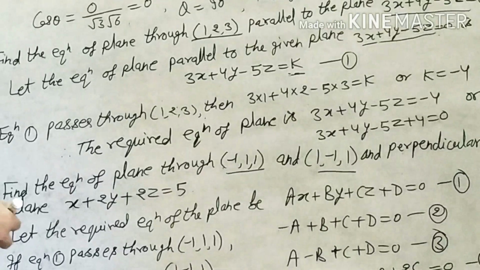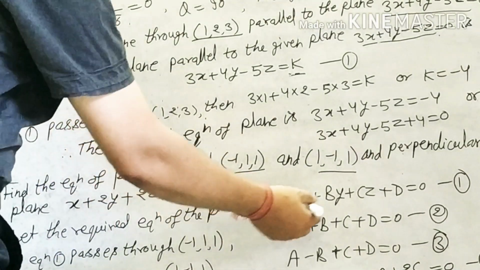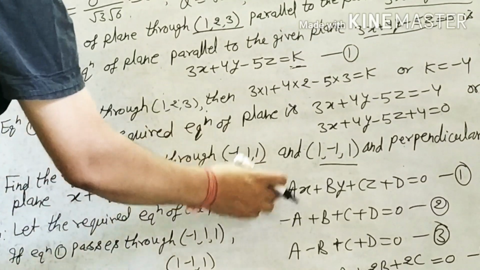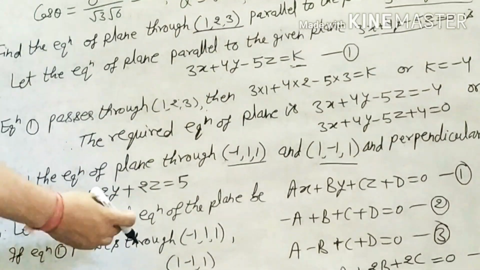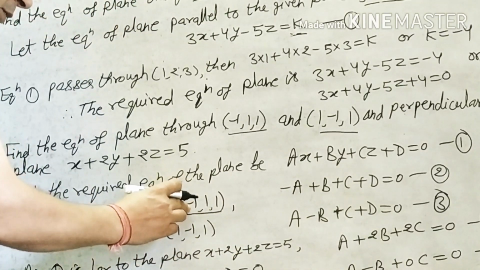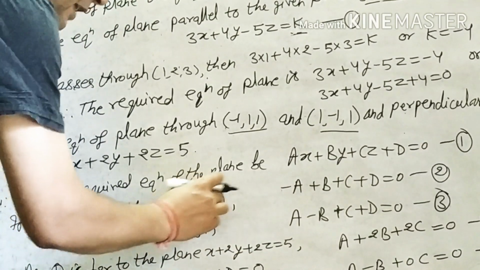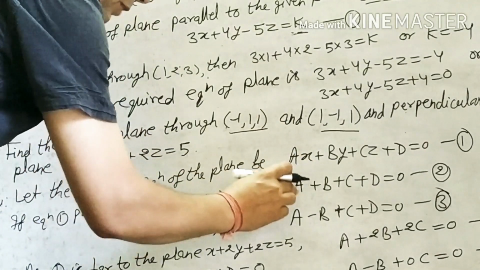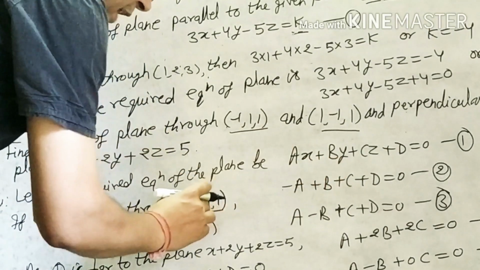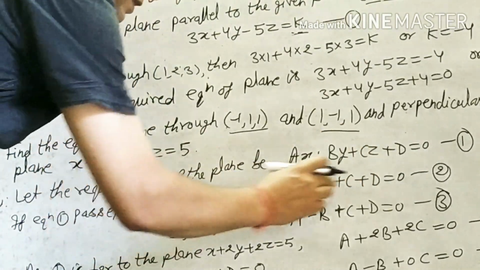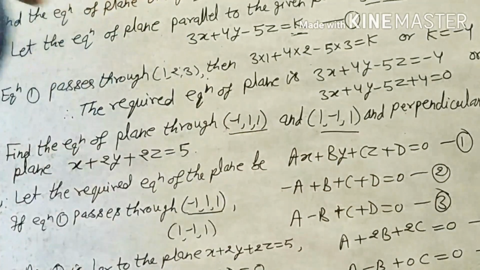So let the required equation of the plane be ax plus by plus cz plus d equal to 0. Now the plane passes through (-1, 1, 1). Put x as minus 1, y as 1, z as 1, then it will be a into minus 1, minus a, plus b into 1, b, plus c into 1, c, plus d equal to 0. It is equation second.